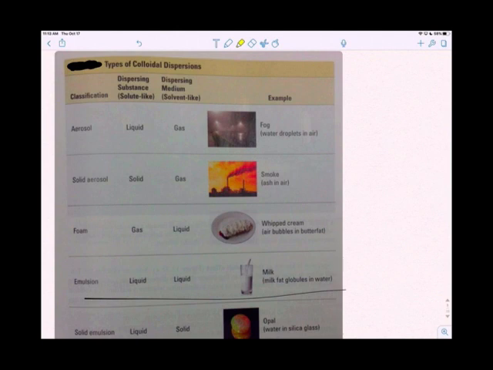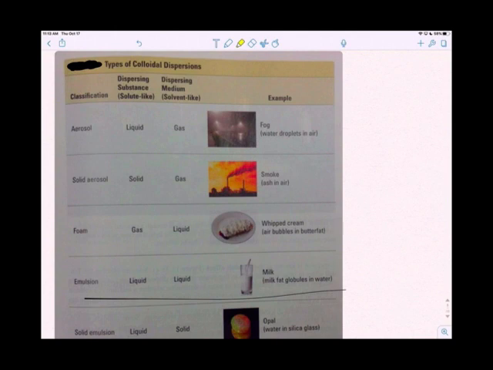That's like whipped cream. If you ever make whipped cream, you have to take heavy whipping cream and whip it for a long time to get air to whip in there. So it's hard. And then you can get emulsions. You can get two immiscible liquids together. This is something like milk.